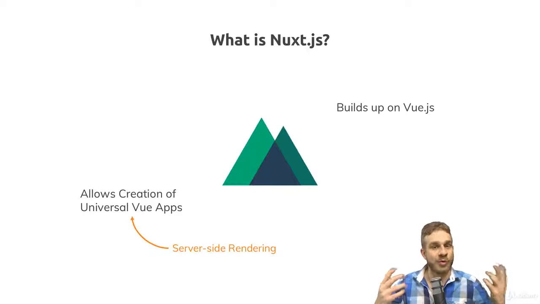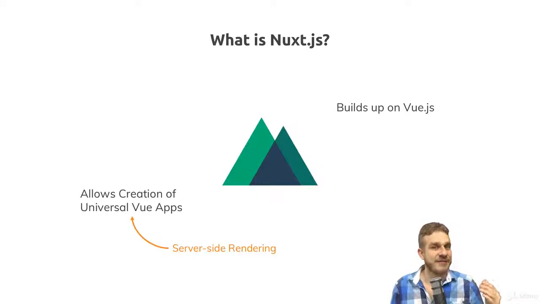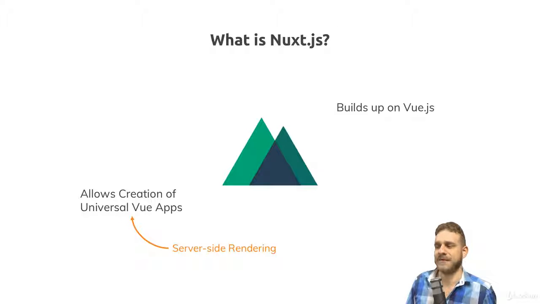We talk about universal apps when we talk about server-side rendering, and this essentially means that we can build a Vue application where we pre-render the view, the page the user is going to see on the server right before serving it to the user. This has great effects on search engine optimization and can speed up your page. More on that in a second.